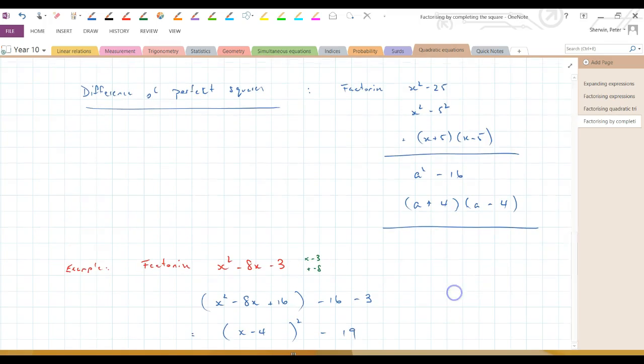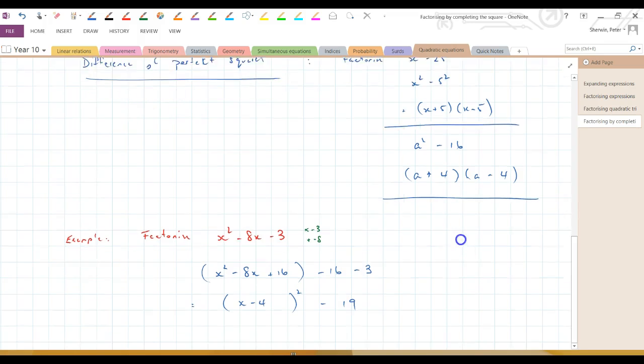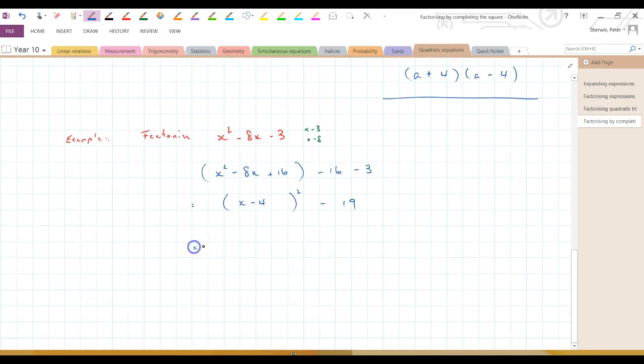Now I'm going to bring in what we talked about here and learned about last term, difference of perfect squares, to factorize this now. X minus 4 squared. Alright, I've now got the difference of two squares, where 19 is the square root of 19 squared. So I can now write this as, my two squares are x minus 4 and square root 19, x minus 4 be square root 19, and then I just put in plus and minus, and I factorized.